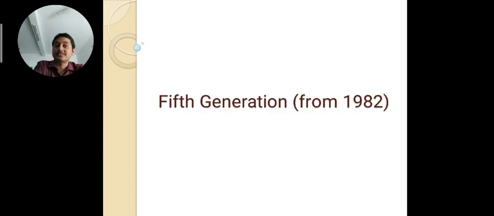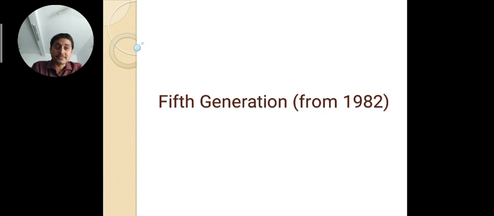Now the 5th generation, from 1982 to present. Before seeing the next slide, can you all guess what will come in the 5th generation? The 1st generation had vacuum tubes, the 2nd generation had what? Yes, transistors, and the 3rd generation had integrated circuits. The 4th generation, microprocessors. So what will come in the 5th generation? After the microprocessor, I don't think anything came.